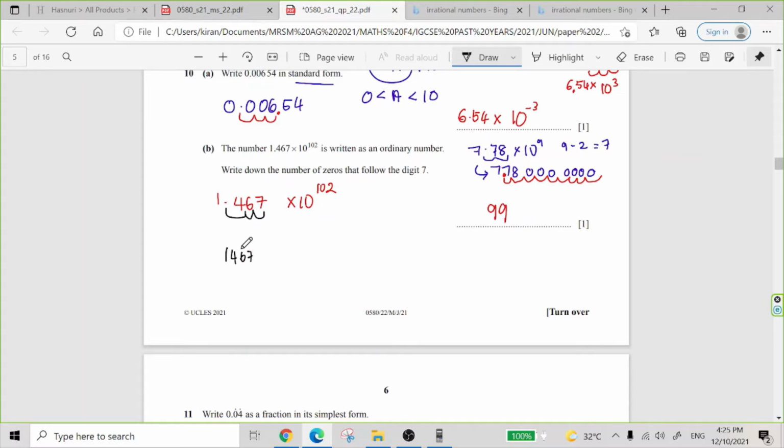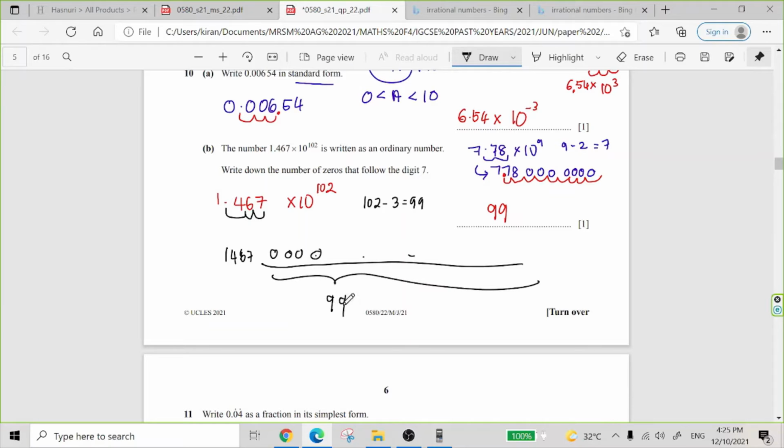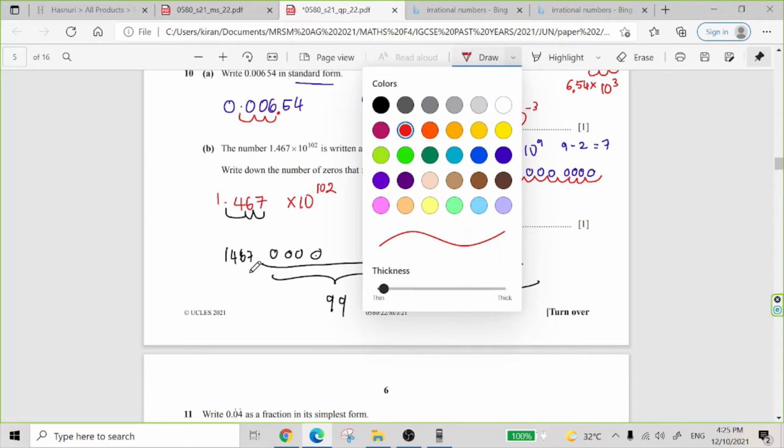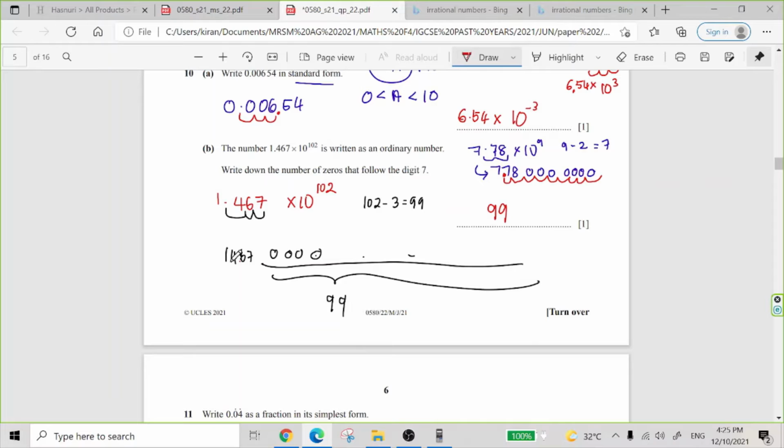So here we have moved 3 steps to the right. So 102 we subtract 3. Meaning we have another 99 zeros here. We have 99 zeros here. So if moving it 99, 99, and then 100, 101 and 102. Now that is the answer for 10b.